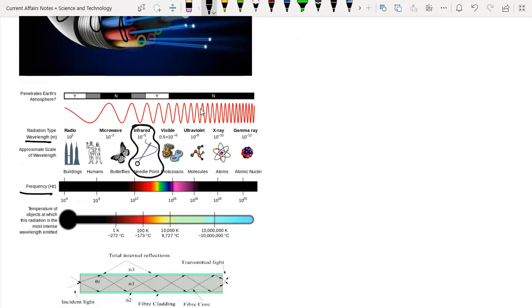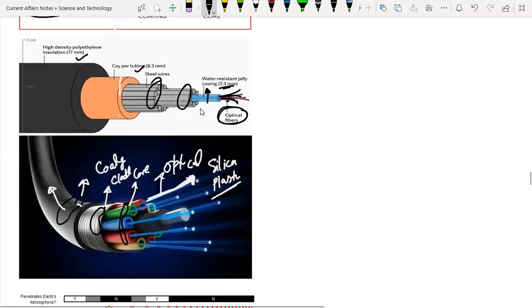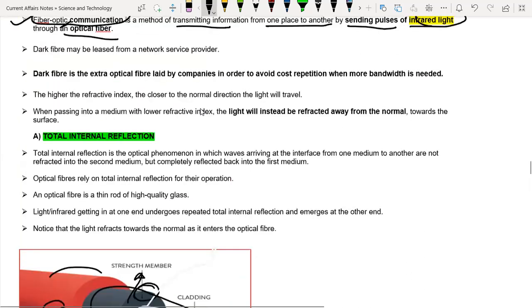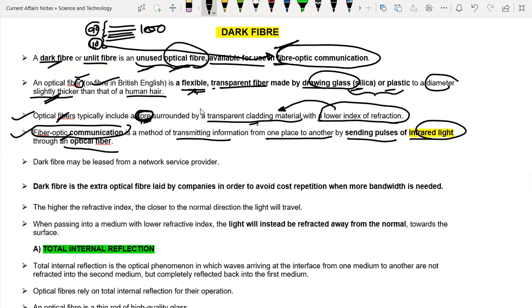Light which has a wavelength of 10 to the power minus 5 and a frequency of nearly 10 to the power 12 falls in the range called infrared light. So if you send infrared light in optical fiber, then you are able to communicate through optical fiber communication. This communication works on this principle. So this is about optical fiber communication.